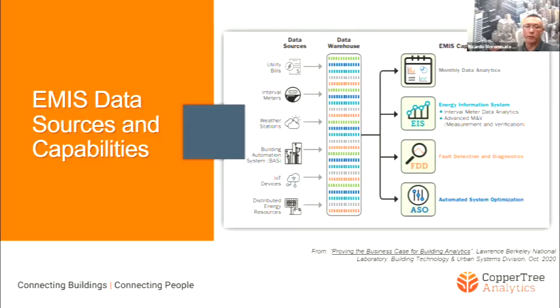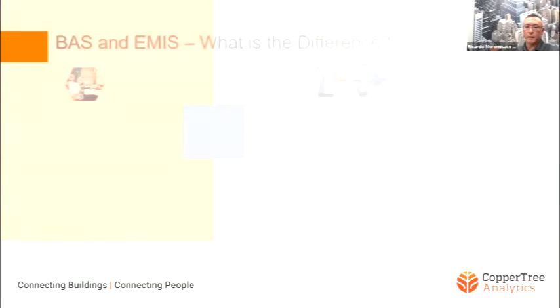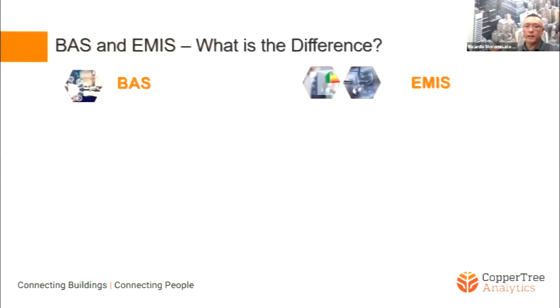We call one of them Kaizen Energy, which is the energy information system. And then we also have our flagship product, which is the Kaizen FDD, or fault detection and diagnostics.